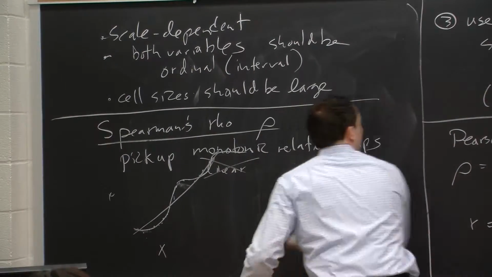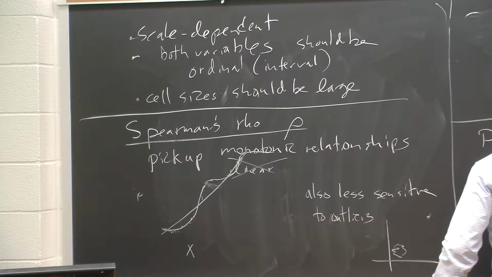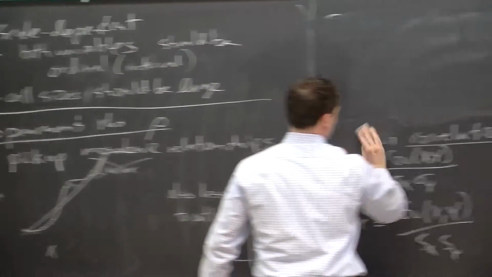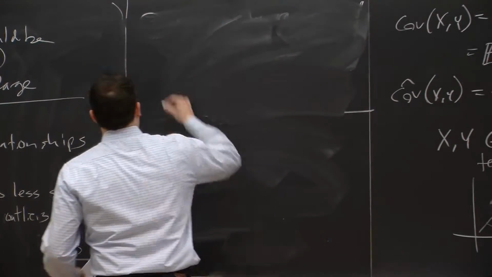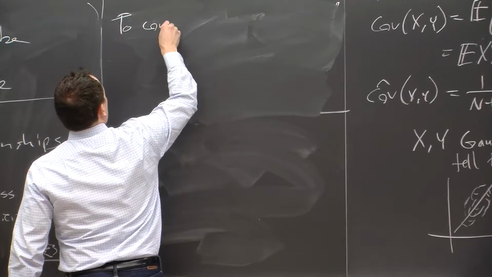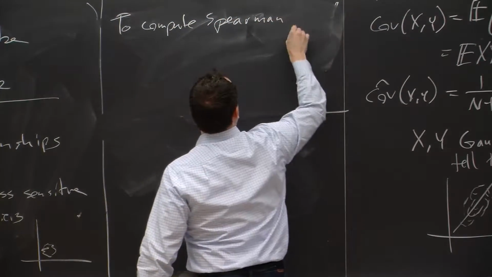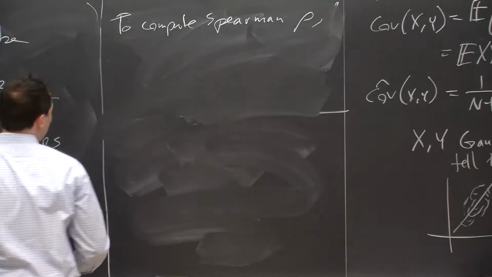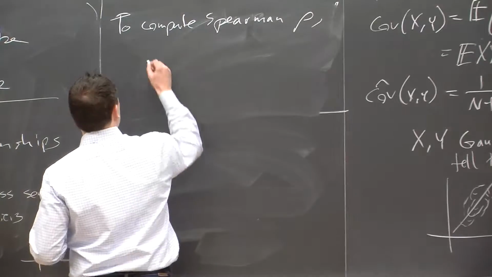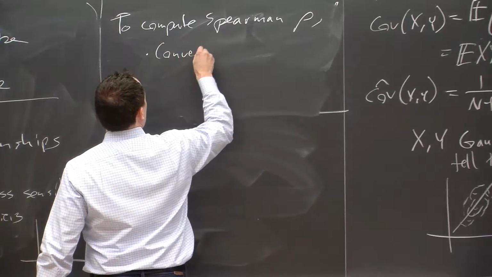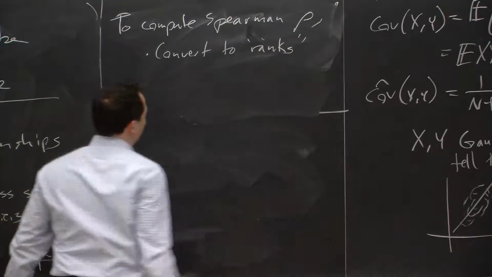Okay, so how do you compute this? It's Pearson. I'm about to erase Pearson, but we'll replace it with Spearman. We just convert to ranks. We pick a particular encoding, and then we do Pearson. So I convert my data to ranks.